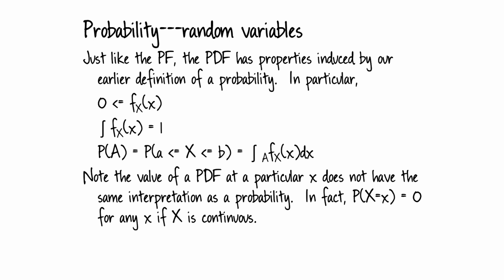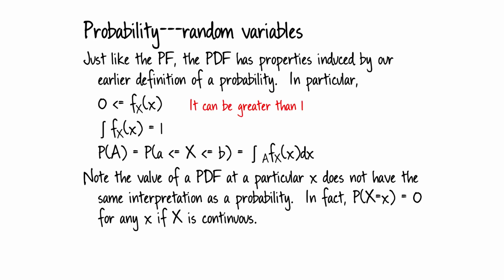Okay, so I said I was going to go through some of the similarities and the differences between a probability function and a probability density function. So just like the probability function, the probability density function has properties induced by our earlier definition of a probability. In particular, it's always going to be non-negative. Now, note that it can be greater than 1.